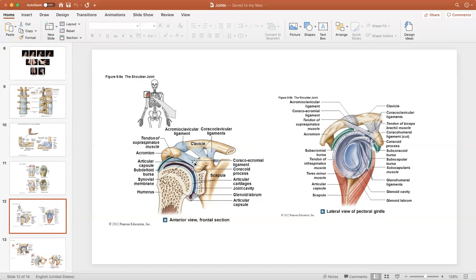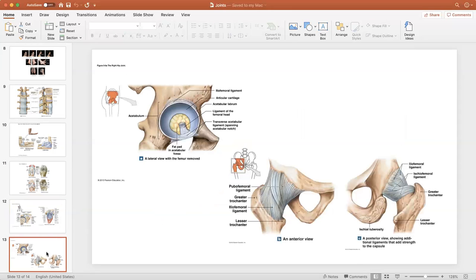Yeah, and then you have some ligaments between each of these landmarks here, the acromion and the coracoid process. So it's the coracoacromial ligament. And then you have your acromioclavicular ligament. And then you have your coracoclavicular ligament from your coracoid process to your clavicle. Yeah, so know that. And then, yeah, those are all the ones you need to know with that one.